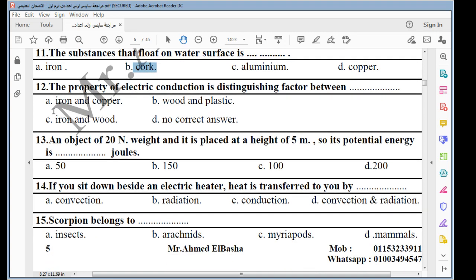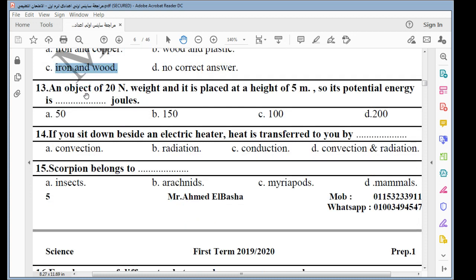Number 12, the probability of electric production is distinguishing factor between. تمام. Number C, iron and wood. 13, an object of 20 in weight and it is placed at height of 5 meters, so its potential energy is space joule. نحسب كده. تمام. هتبقى number C is ايه 100.